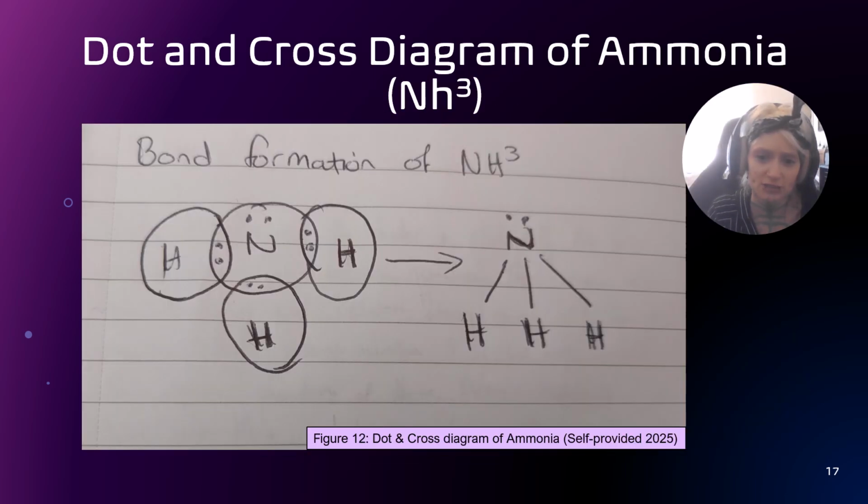This dot and cross diagram of ammonia consists of 1 nitrogen atom bonded to 3 hydrogen atoms using single covalent bonds. Each nitrogen atom has 5 valence electrons, meaning it is in group 15, and hydrogen has 1, meaning it is in group 1. Nitrogen shares 1 electron with each hydrogen, creating 3 single bonds, and nitrogen will retain a lone pair, which influences its molecular shape.